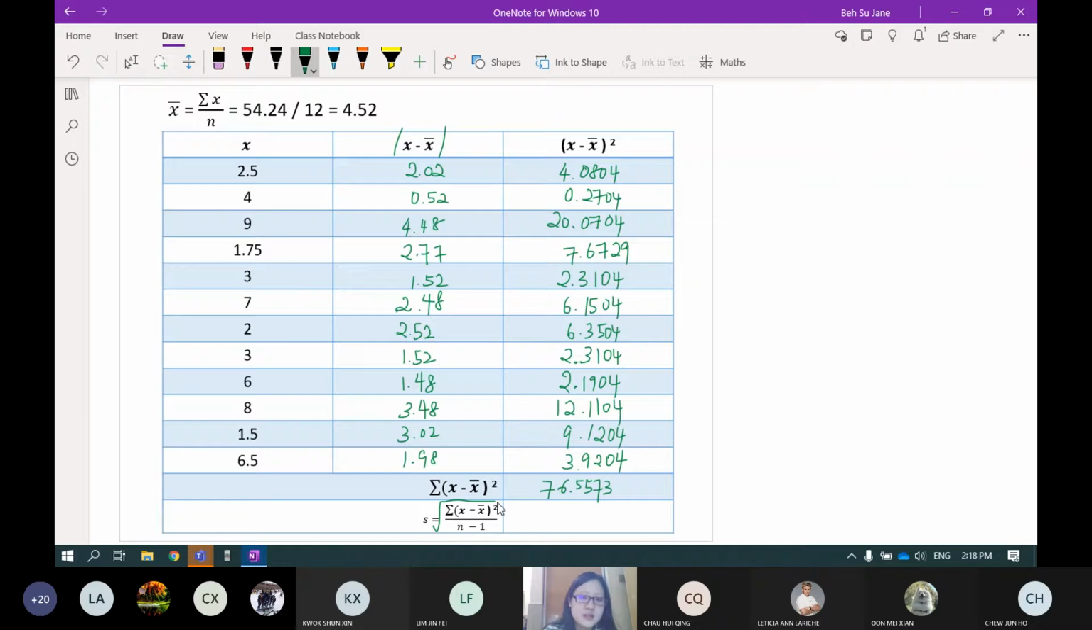So n is 12, so that's divided by 11. Square root, you should get 2.638 or around 2.64. So 2 dp or 3 sig fig, 2 dp or 3 significant figures, whichever looks better, makes more sense.